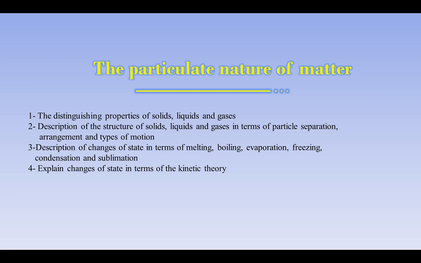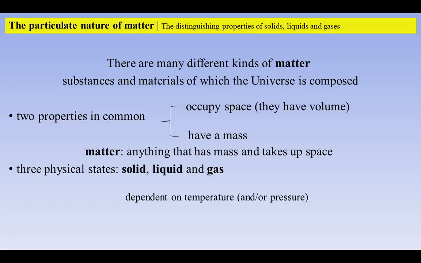Then in the third point, we will be looking at a description of the changes of state in terms of melting, boiling, evaporation, freezing, condensation, and sublimation. Then the fourth and last one will be explaining the different changes of state in terms of the kinetic theory. So here, as you can see, there are many different kinds of matter.